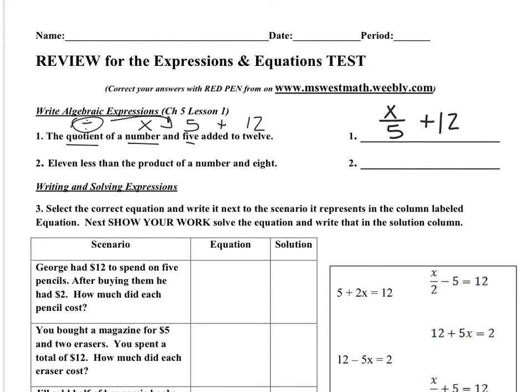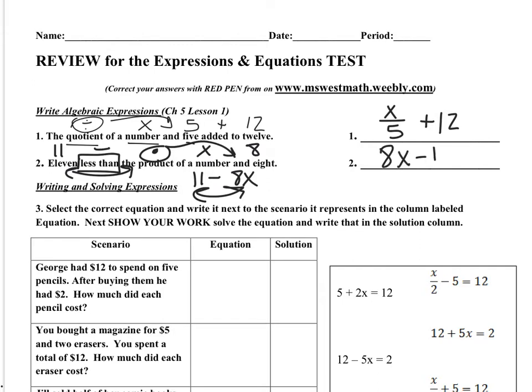All right, number 2 says 11, that's easy. Less than means subtract, and we're going to flip it. And it's less than the product, that's multiplication. Then here it tells me what I'm going to multiply. I'm going to multiply a number, x, and 8. So these two things will be multiplied. So 11 minus 8x, because I'm multiplying those two things. And then I have to flip it because of my less than. So my final answer would be 8x minus 11.